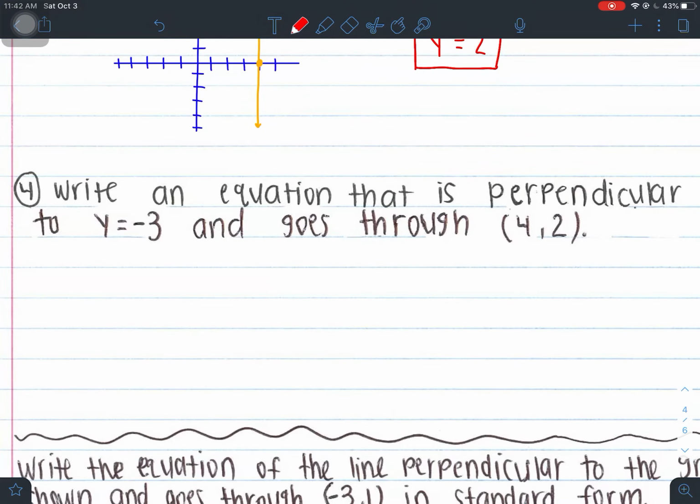Write an equation that is perpendicular to y equals negative 3 and goes through the point 4, 2. Now again, this is not a typical equation that we normally see. We normally see an x with the y in there.